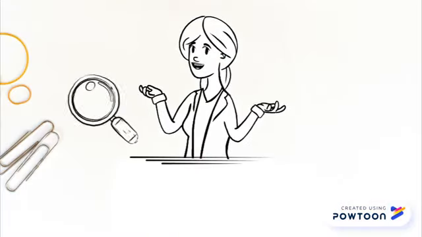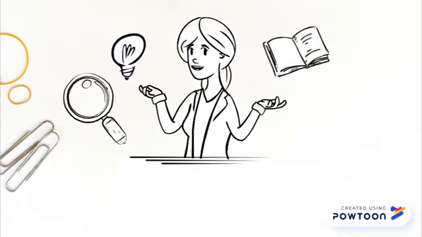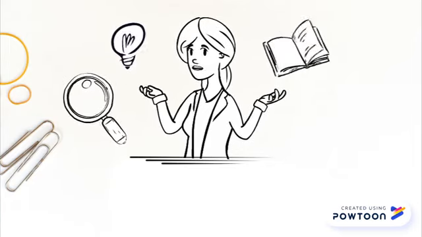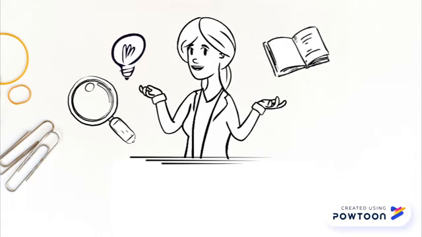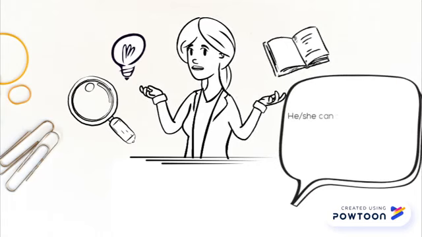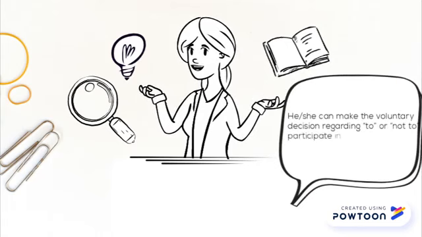The goal of the informed consent process is to provide sufficient information to a potential participant in a language which is easily understood by him or her, so that she or he can make a voluntary decision regarding whether or not to participate in the research study.